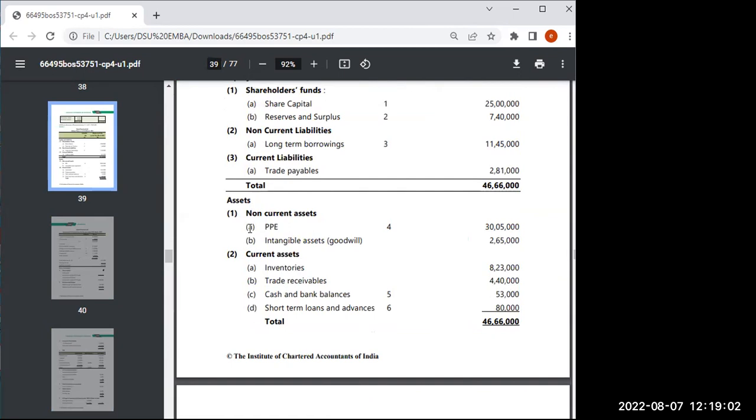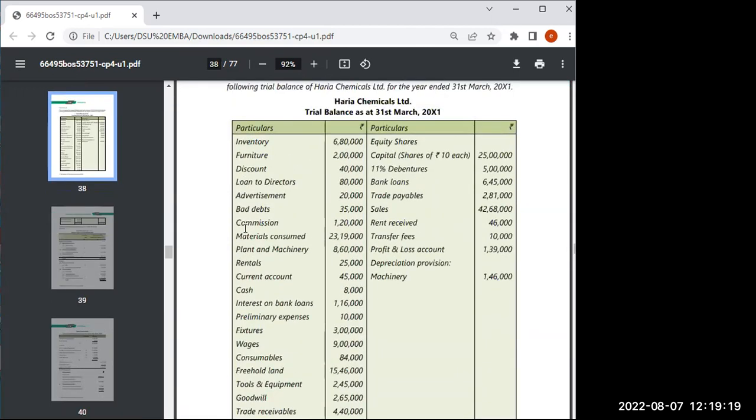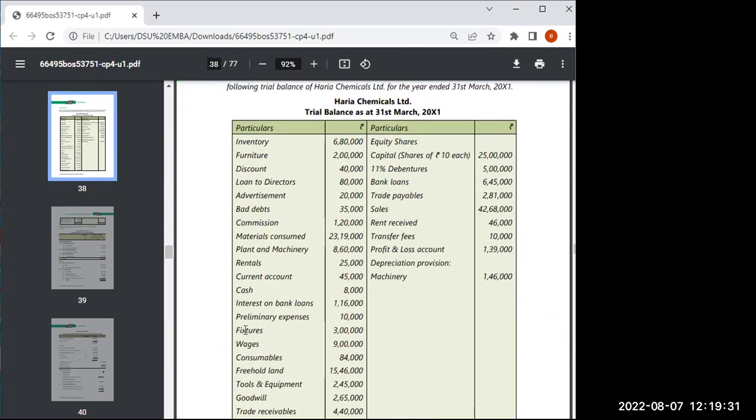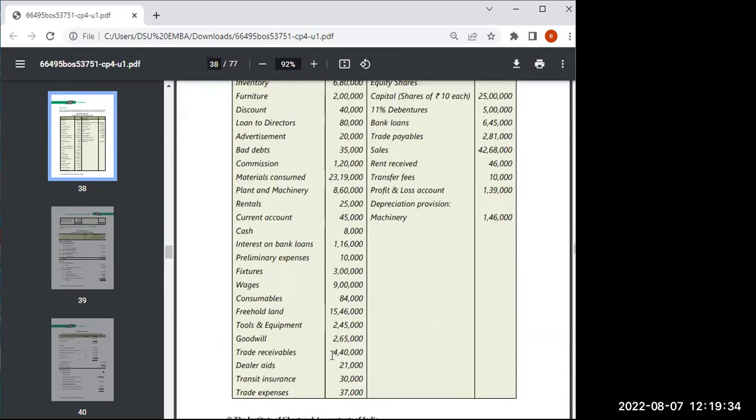Non-current asset. Under that, point number 1 is fixed asset. Under that, point number 1 is tangible asset. So what is the tangible asset? Come to the trial balance and check for tangible asset. Asset means it will be the debit side. So go to the debit side. Furniture, plant and machinery, fixtures, freehold land, tools and equipments.